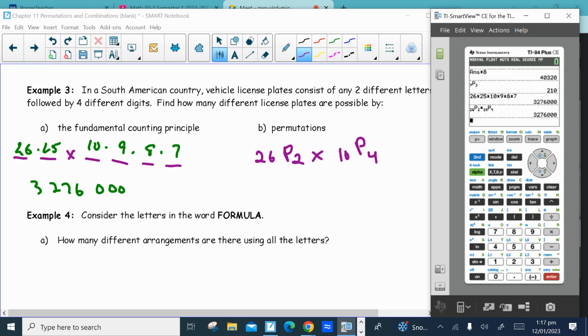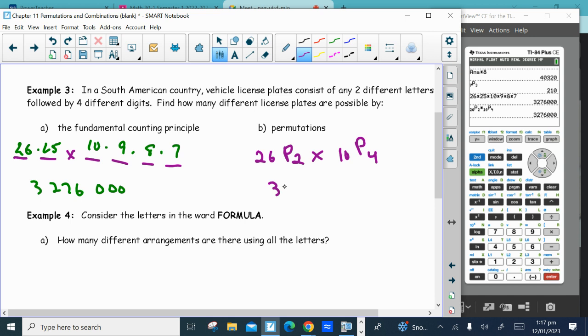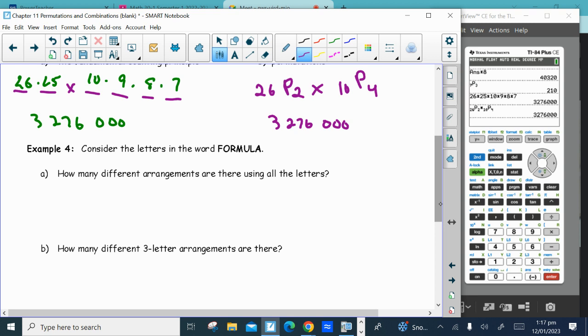You get exactly the same answer. So in many cases, you'll have the choice, the option of doing fundamental counting principle or permutations. Depending on how many numbers there are that are being multiplied together, in many cases, permutations will be a quicker way to do it, but they'll both work.